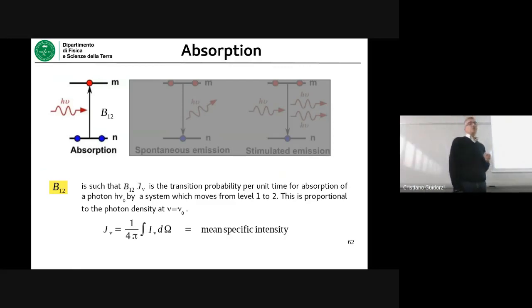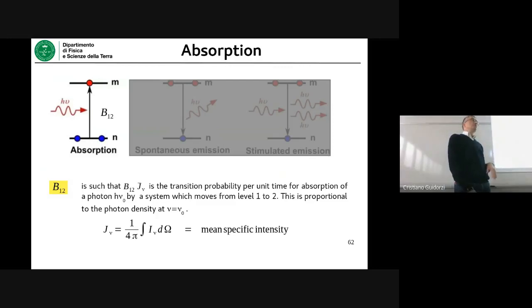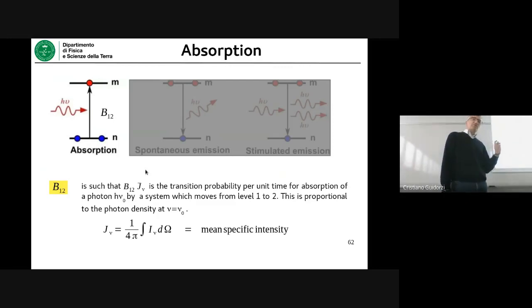As I said, J nu is defined as we already defined it when we were talking about scattering, if you remember. It's just the average intensity, where average means over the entire sky, so over the possible directions. Why this? Because essentially the atom, or the system in general, doesn't care where the photons come from. So we take the average value over all the possible directions. I stress this: the transition probability is B12 times J nu bar, and I'll show you in a moment what this is. But it's the transition probability per unit time for a given system to make this transition from 1 to 2.